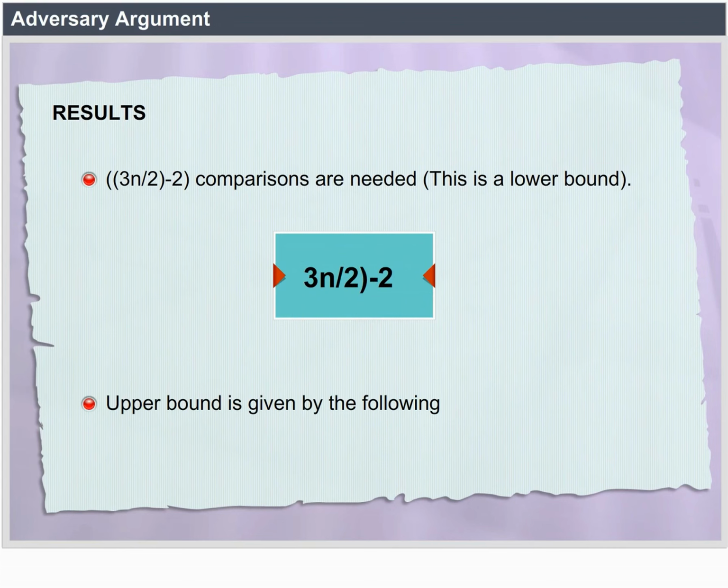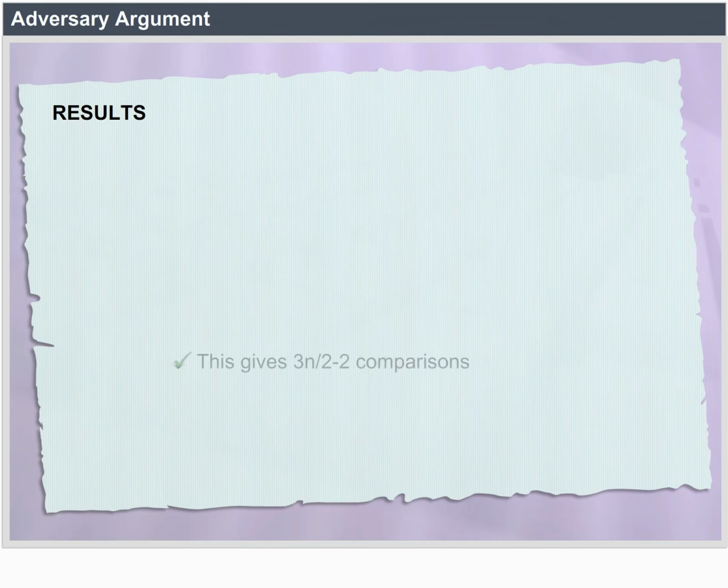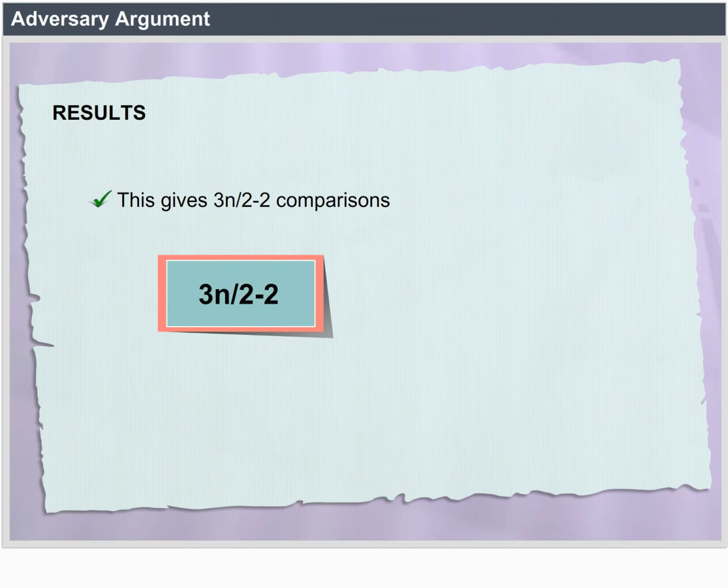The upper bound is given by the following. Compare elements pairwise, but put losers in one pile and winners in another pile. Find the max of the winners and the min of the losers. This gives 3n by 2 minus 2 comparisons. The algorithm is optimal.